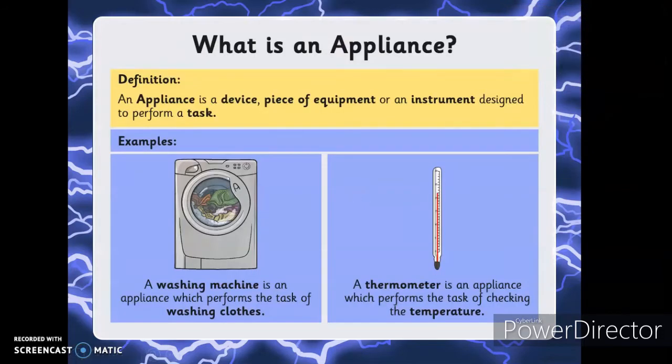So let's start with a definition of an appliance. An appliance is a device, piece of equipment or an instrument designed to perform a task. So for example, a washing machine is an appliance which performs the task of washing clothes. A thermometer is an appliance which performs the task of checking the temperature.